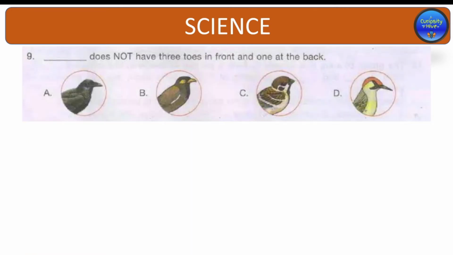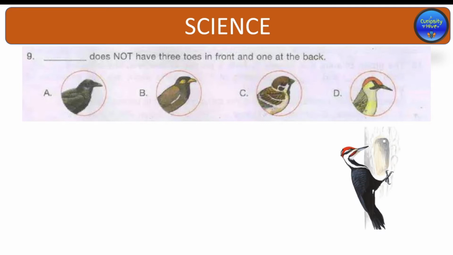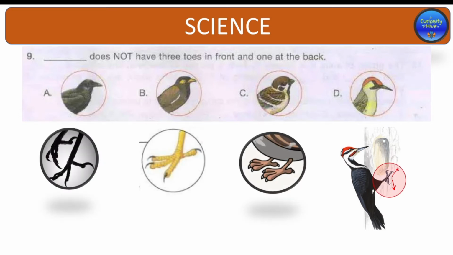Next question. Which does not have 3 toes in front and 1 at back? Can you tell me which is the right answer? It is the woodpecker, which has 2 toes in front and 2 in back, unlike the other birds which have 3 toes in front and 1 in back. Hence, our right answer is option D.